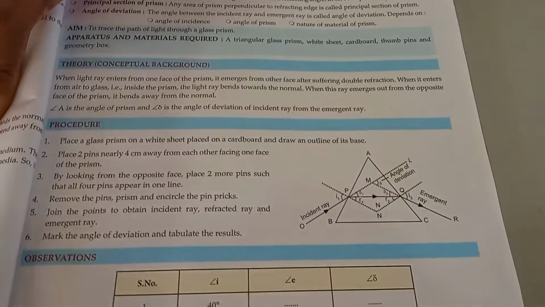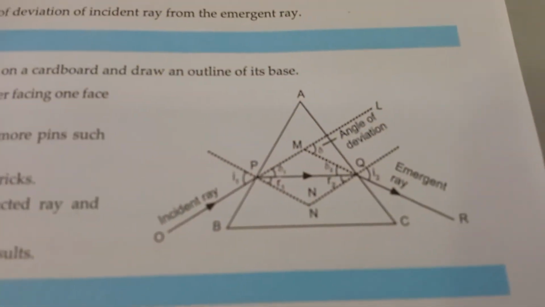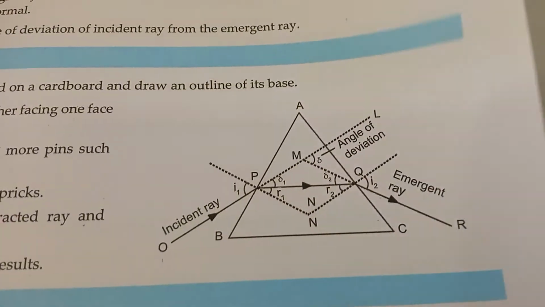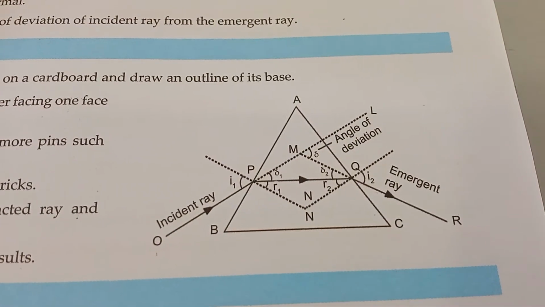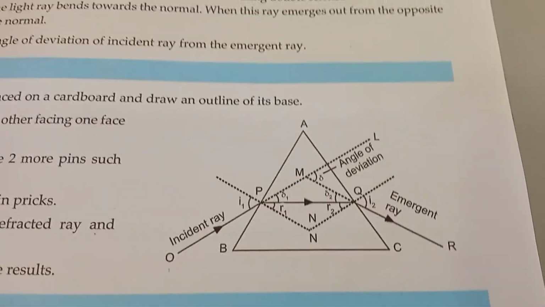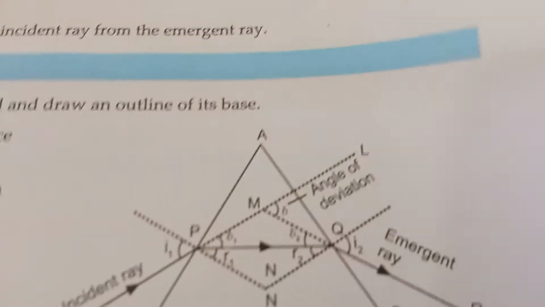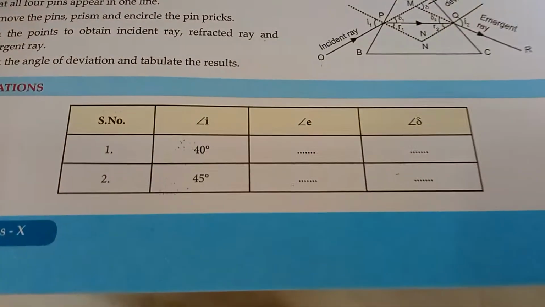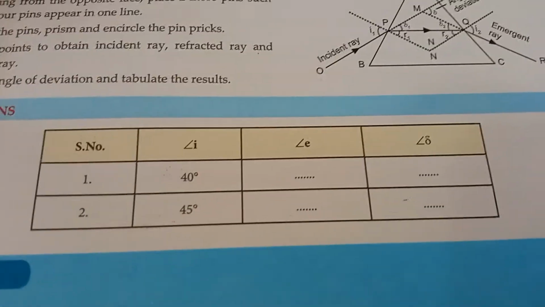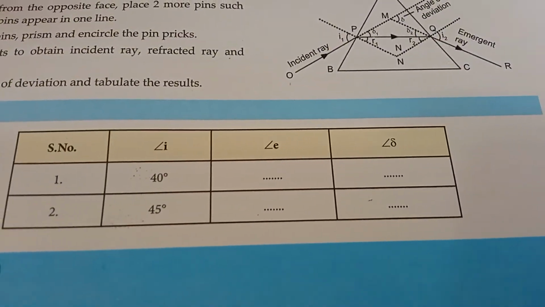As we have learned in theory, in this ray diagram there is an incident ray, refracted ray, and emergent ray, and the angle between the incident ray and the emergent ray is called the angle of deviation, delta. Now in this experiment we are using the angle of incidence, and for that angle of incidence we are measuring the angle of incidence and the angle of deviation.